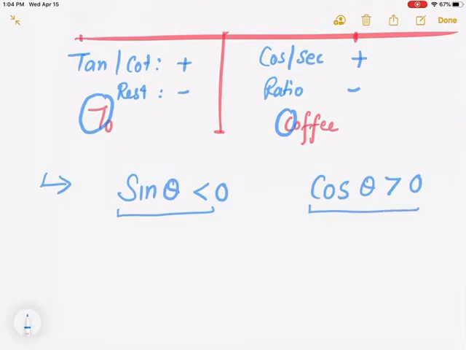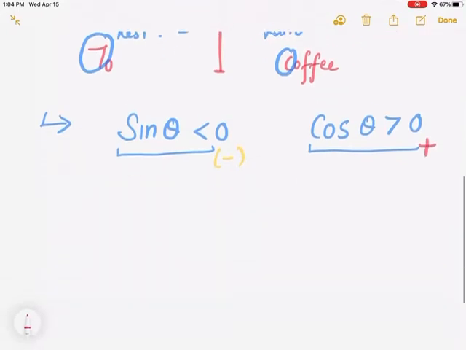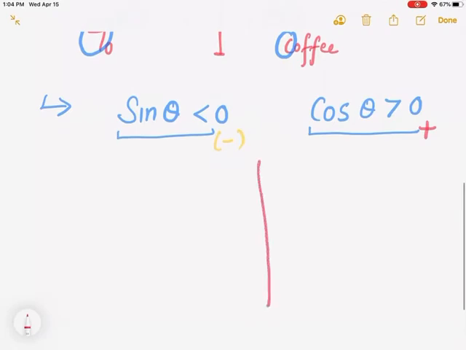When I say sine theta is less than 0, it means the sine ratio is negative. When I say cosine is bigger than 0, it means cosine is positive. Okay, let's see which quadrant works for both of these restrictions. I'm just going to take one at a time, and put a check mark for a quadrant that applies to that inequality.